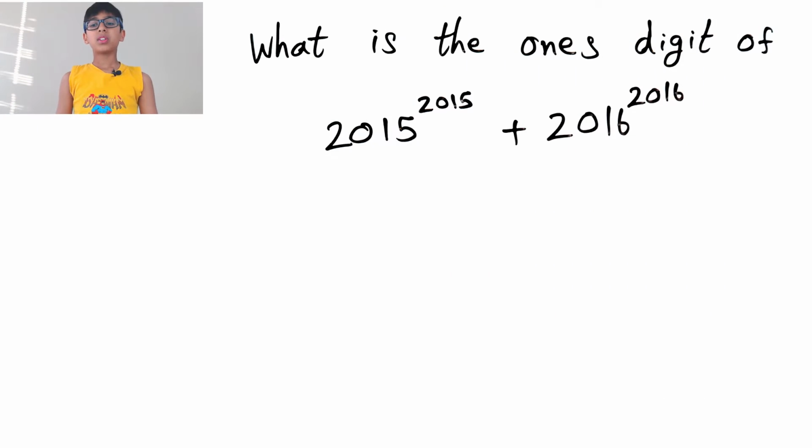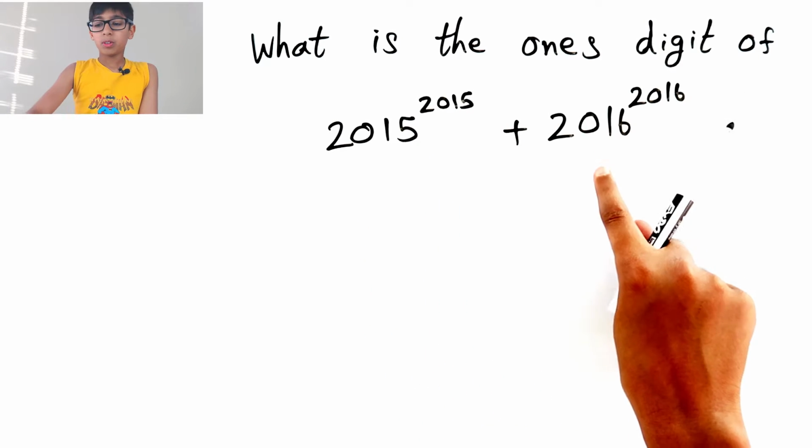Hi guys, in this video, let's do a number problem. So, the problem is, what's the 1's digit of 2015 exponent 2015 plus 2016 exponent 2016? This looks really hard, but it's actually easy. We need to find the 1's digit of both of these.